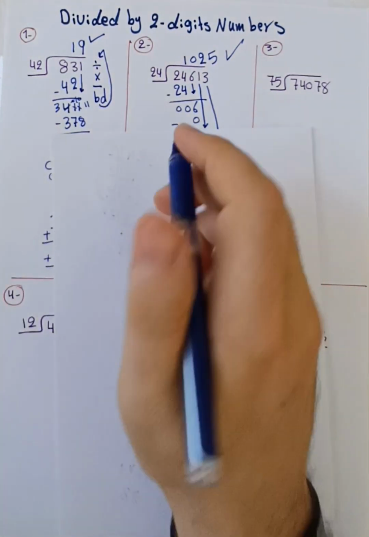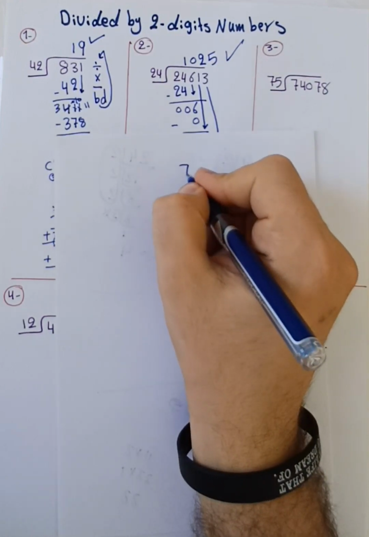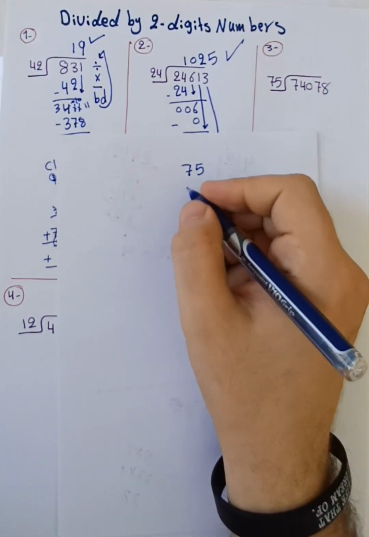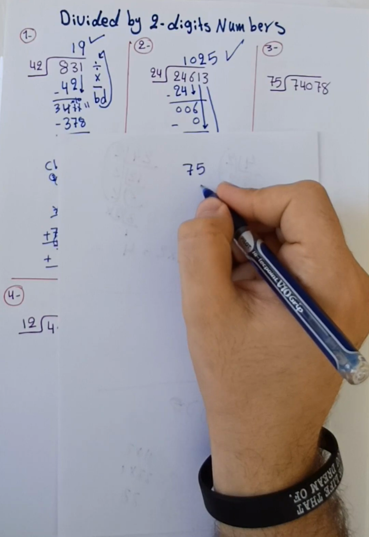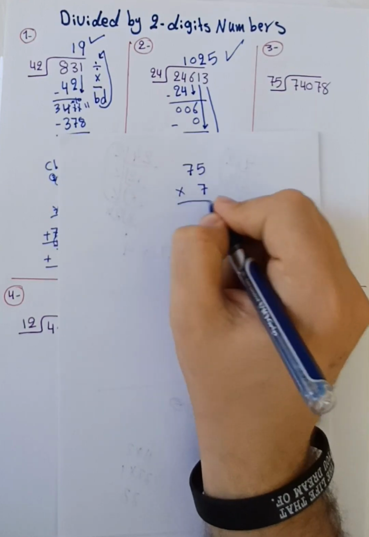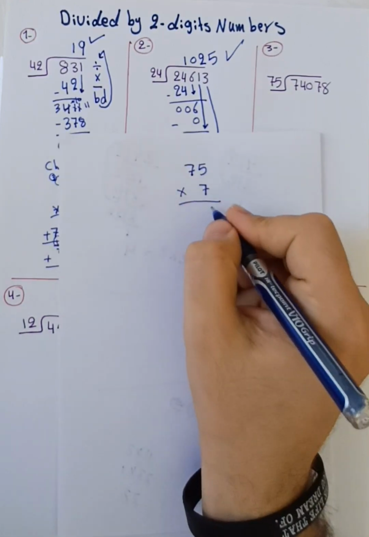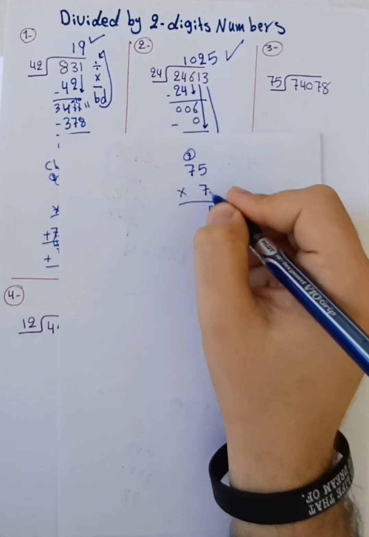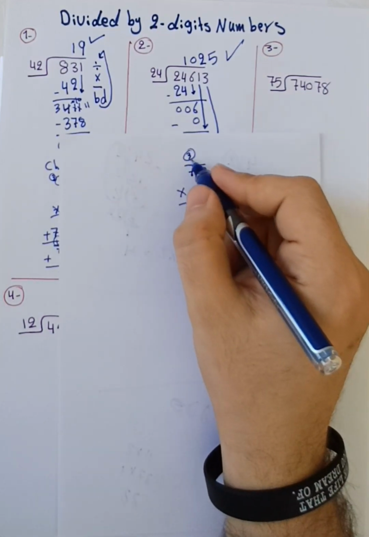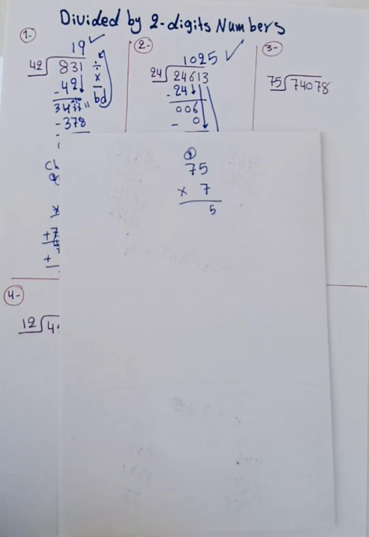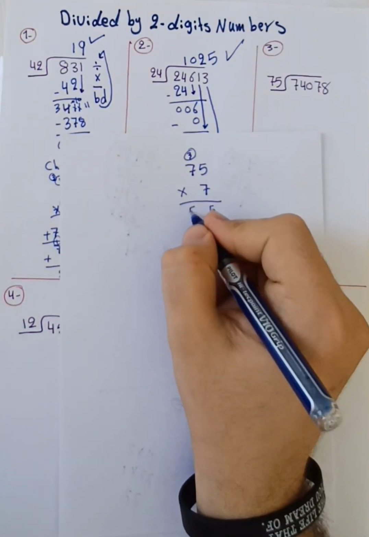I'm going to use multiplication for finding. 75 multiplied by 7. 7 times 5 is 35. 7 times 7 is 49 plus 3 equal to 52.